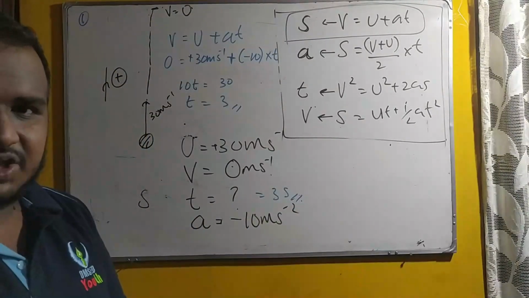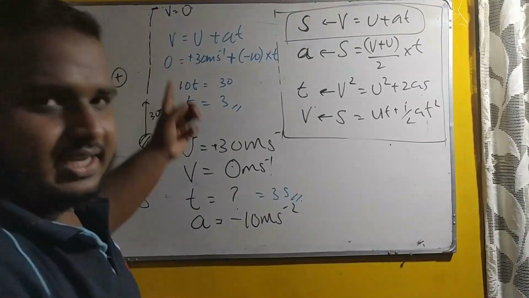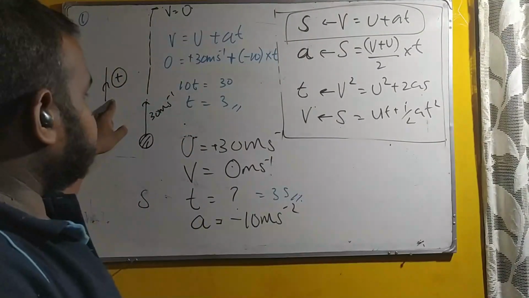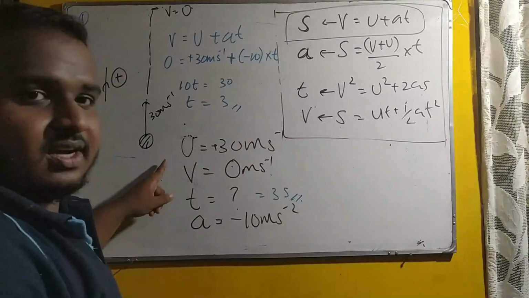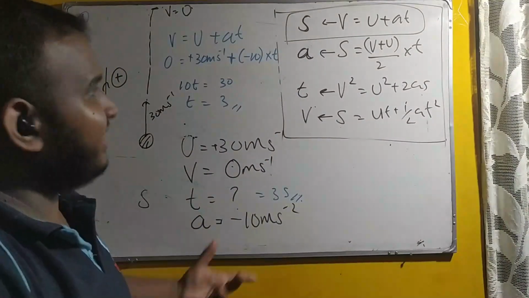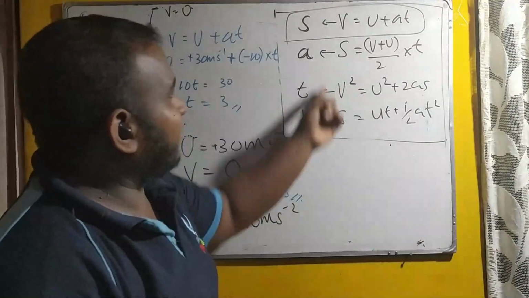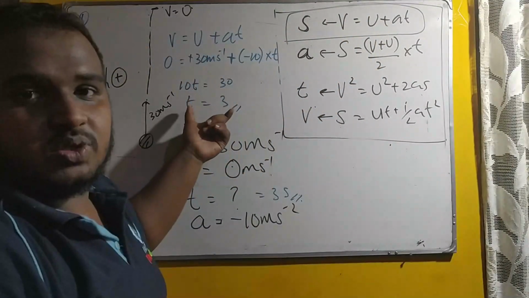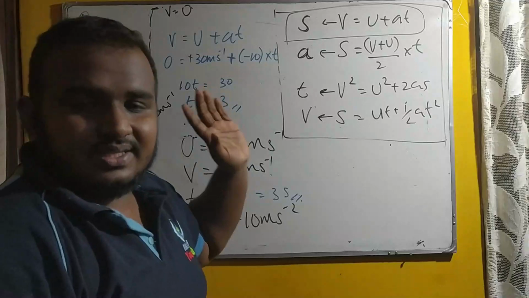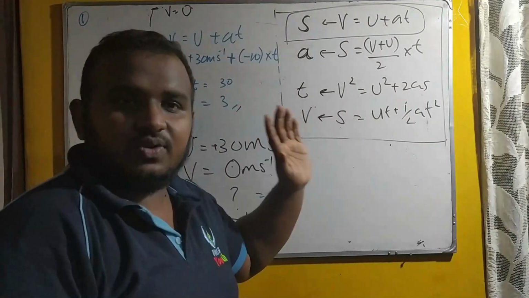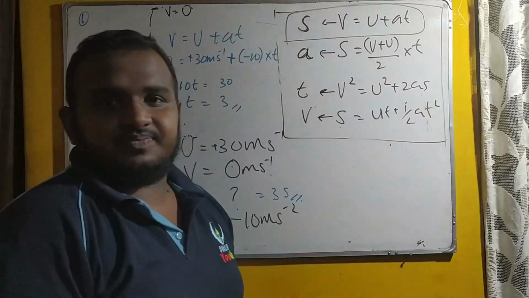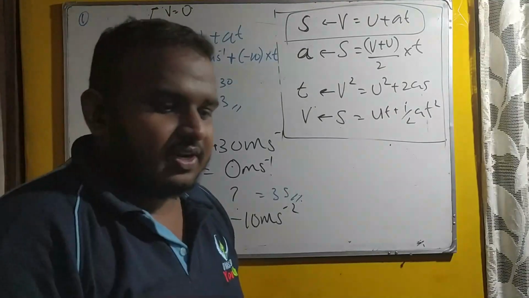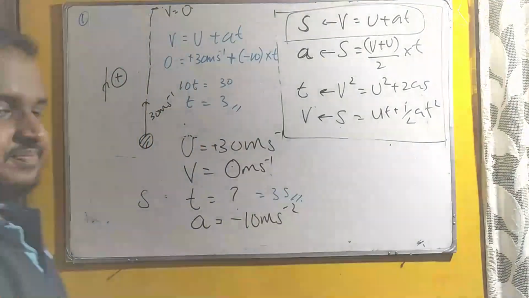So how we did the question again. I drew the diagram, marked the direction, collected the data, searched which one is neglected, selected the equation and came here, substituted and found the answer. This is how we used to find the answer for this question. Right? So let's go for another question.